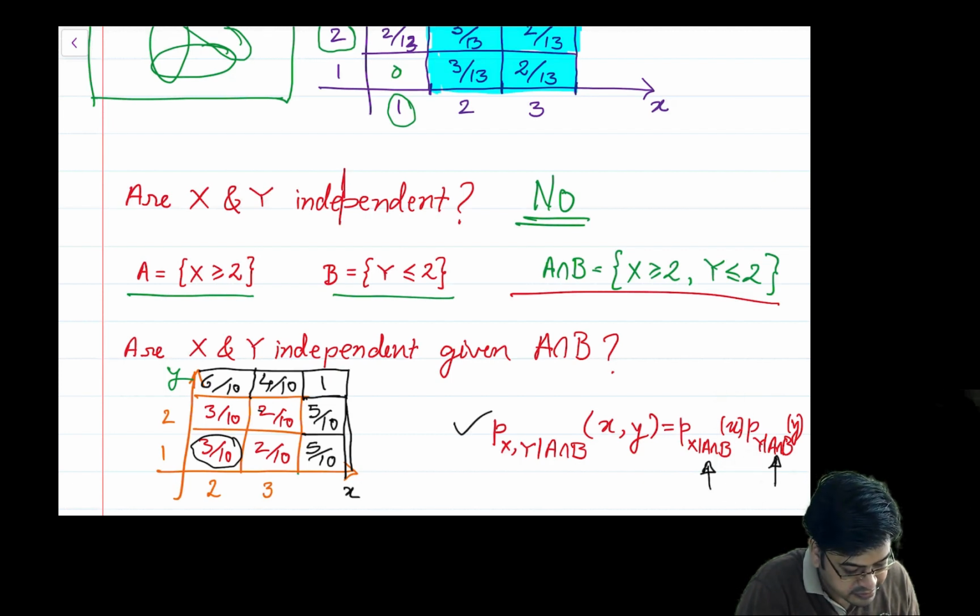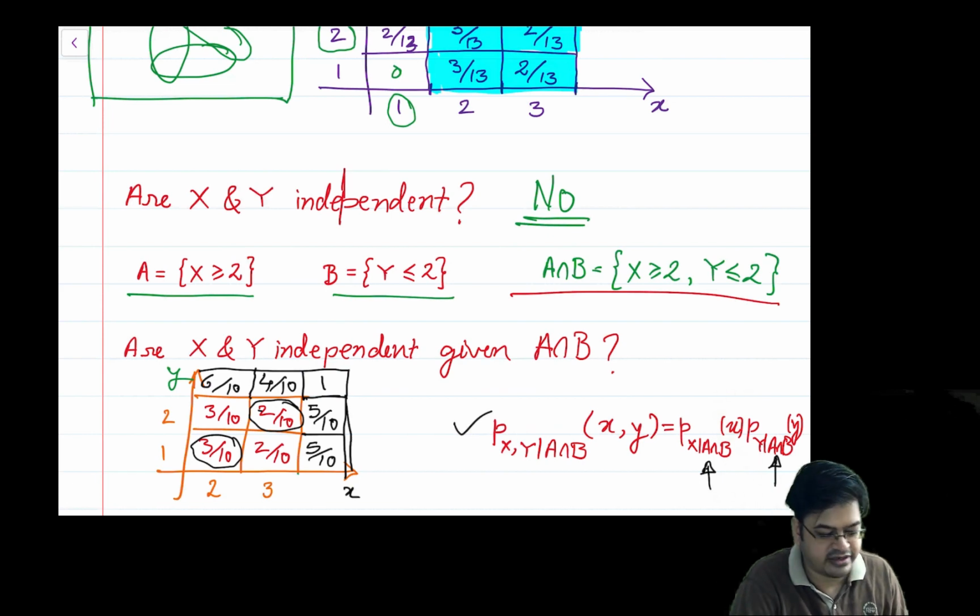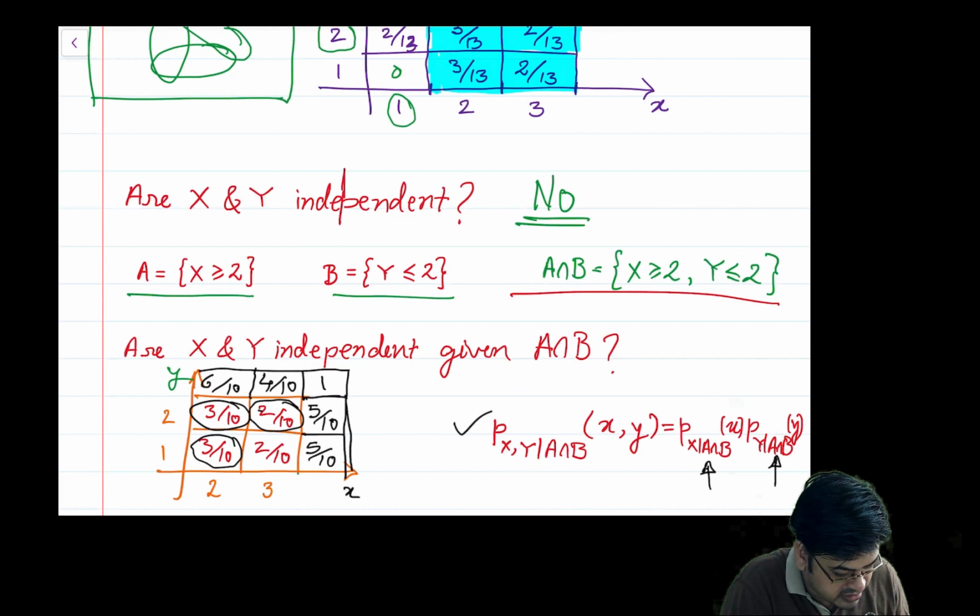So multiply 6 by 10 with 5 by 10, you will get 30 by 100, which is equal to 3 by 10. In a similar manner, let us do one more: let us say x is equal to 3 and y is equal to 2. So I have the probability given to be equal to 2 by 10. I will multiply with the marginals. That is, for y it is 5 by 10 and for x it is 4 by 10. So 5 into 4 by 100, that is 20 by 100, which gives me 2 by 10, which exactly verifies this. Fantastic. And the same is true for the other two.